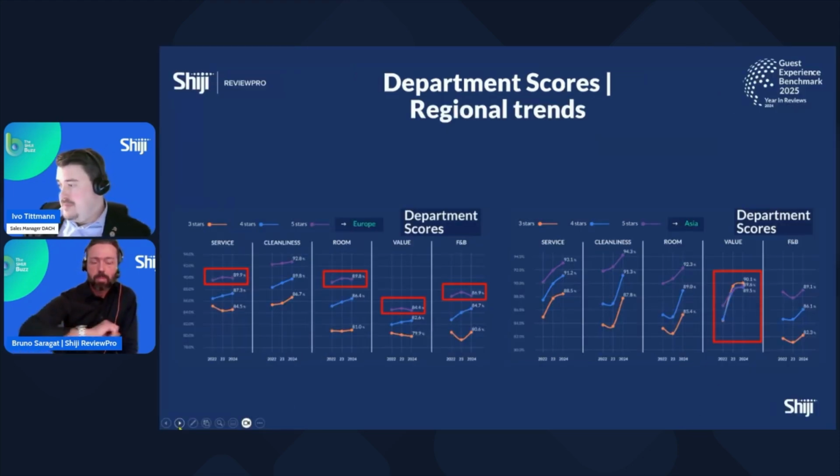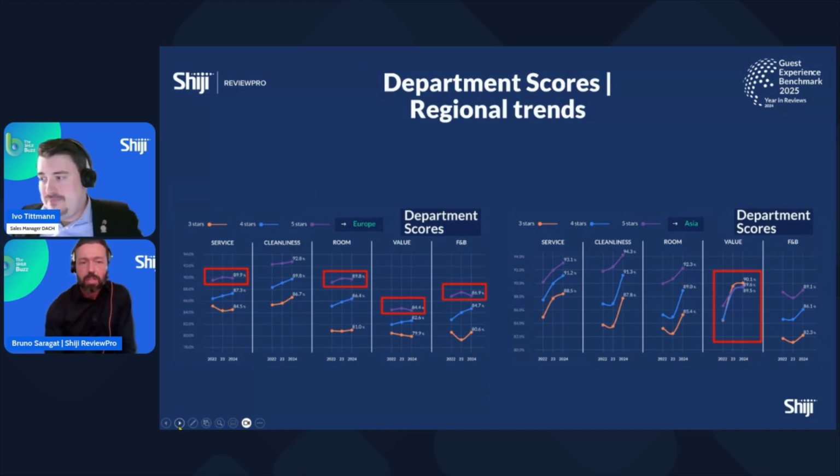Yeah, but in the report it is shown that there are regional differences. Can you tell us more about it? Yes, definitely. And one of the most striking differences is what we can see between Europe and Asia.